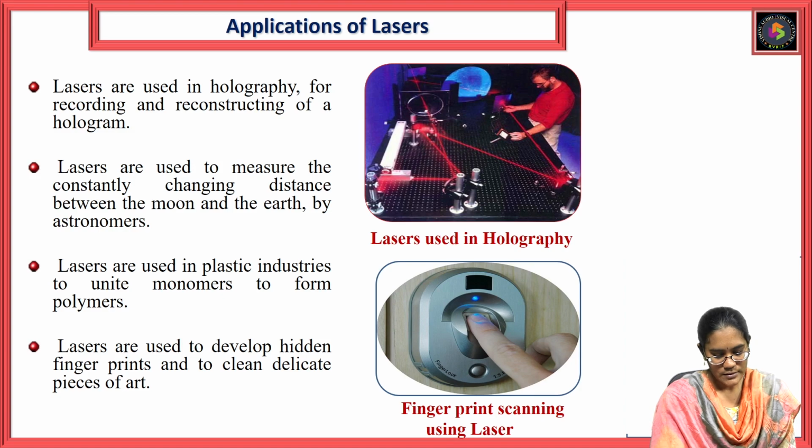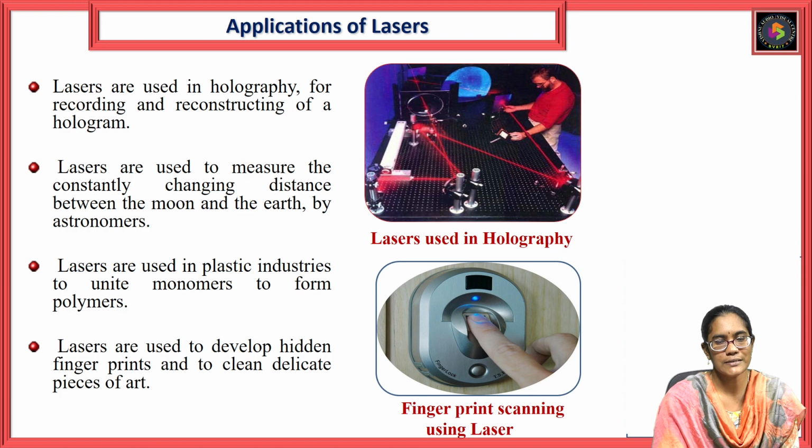So with this, I'll summarize today's class. Today, I've discussed the semiconductor diode laser and the types of semiconductor diode lasers. There are two types: homojunction diode laser and heterojunction diode laser. I discussed the principle for the two junction diode lasers, and I also explained their construction and working, and some drawbacks. And then finally, I've discussed the different applications of lasers.